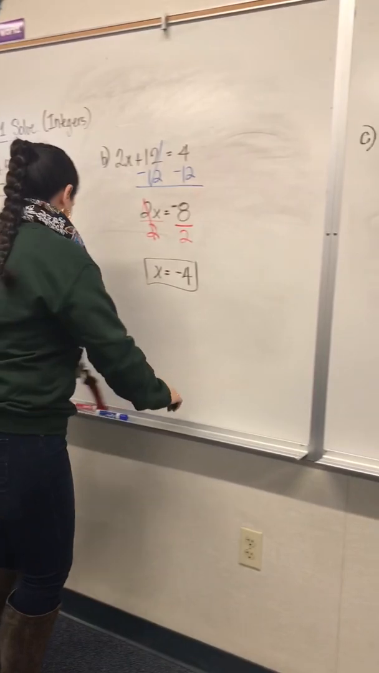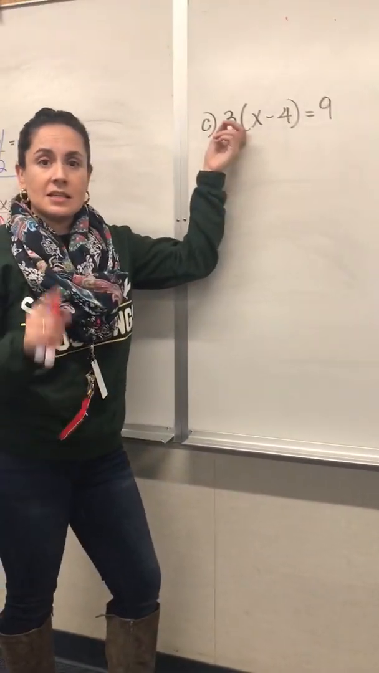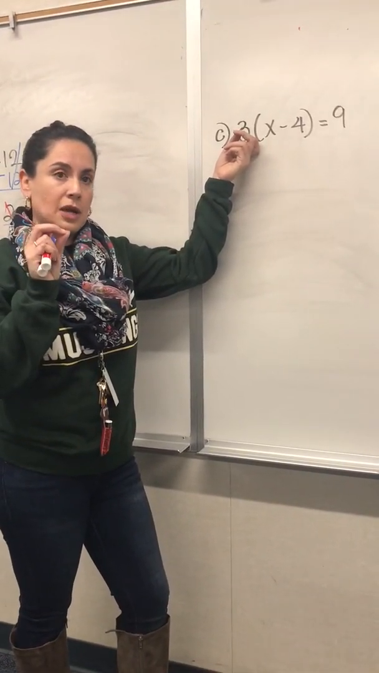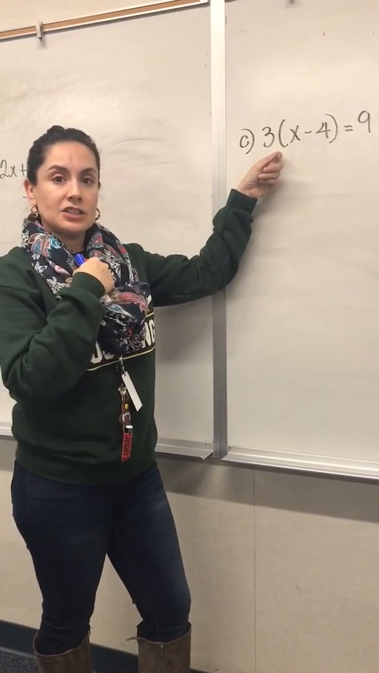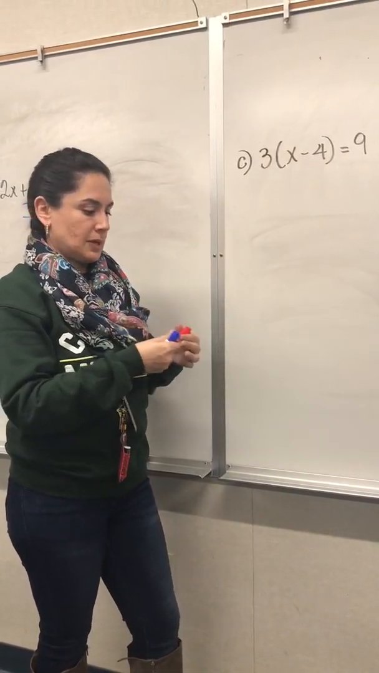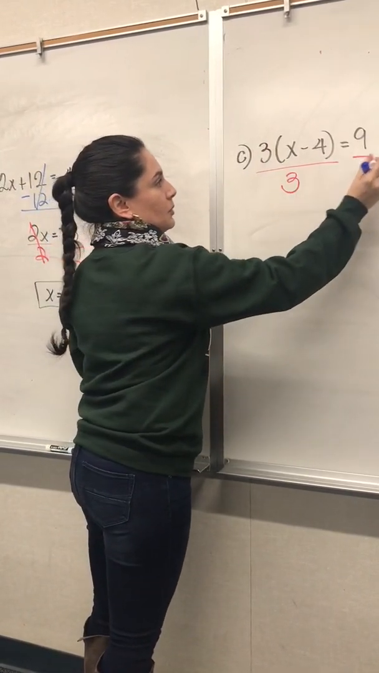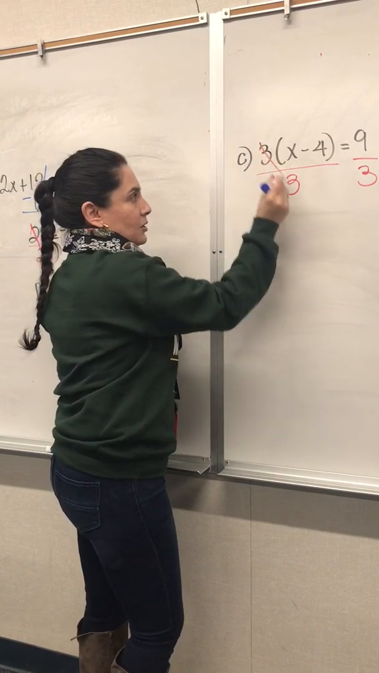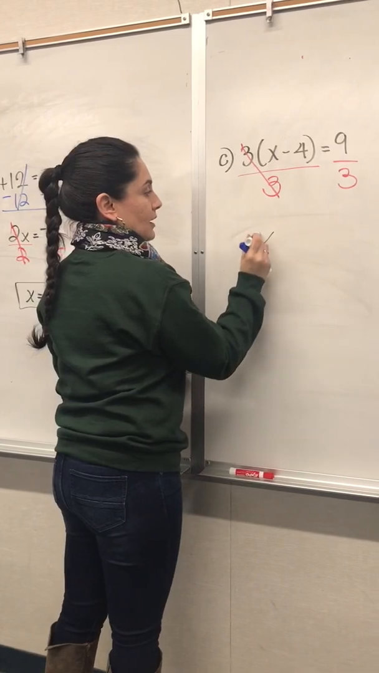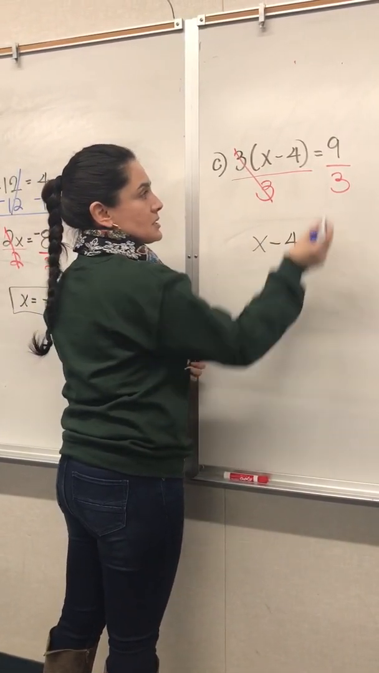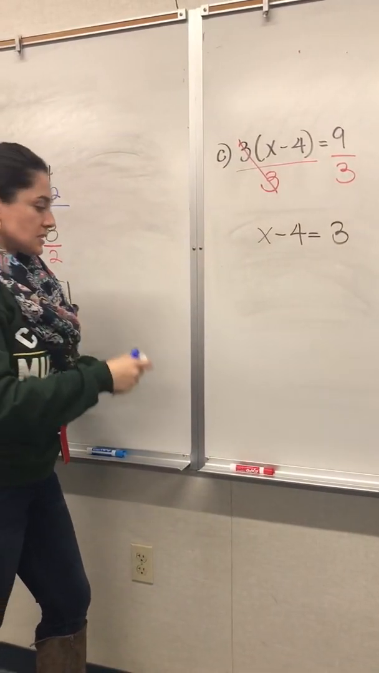And now the final example, letter C. On C, this is the exception to where either I add or subtract first. If I see where it looks like distributive, then I need to divide because this means multiply. So I'm going to go ahead and divide by 3 on both sides. That creates a giant 1, and then it leaves me with x minus 4 equals 9 divided by 3. Same signs or like signs equals a positive.